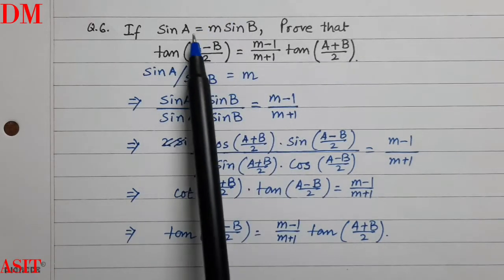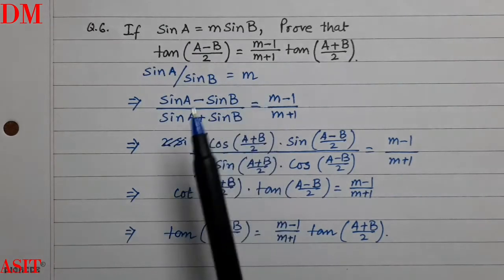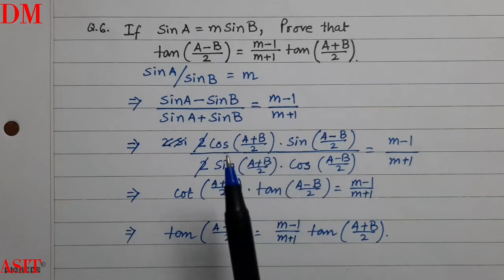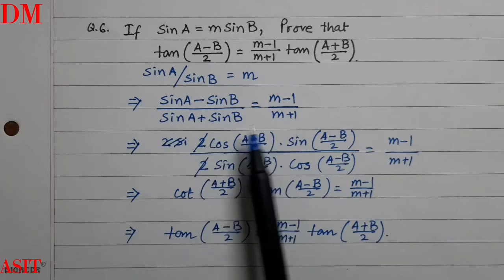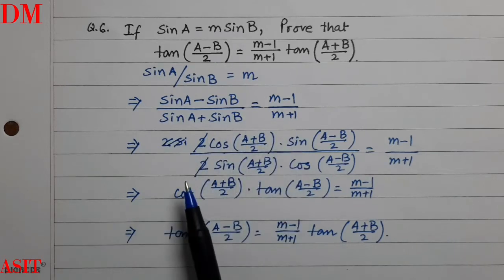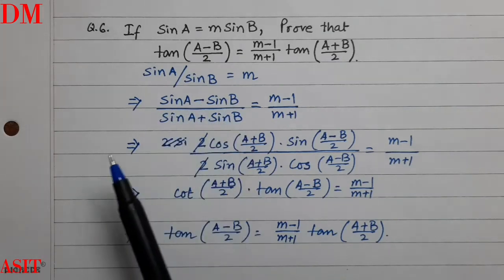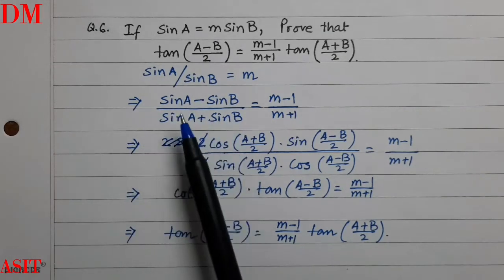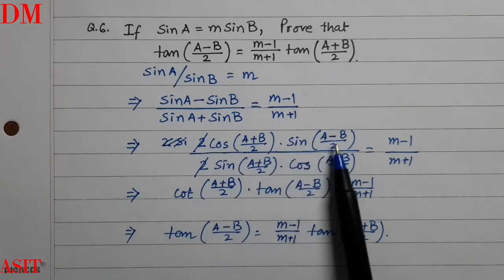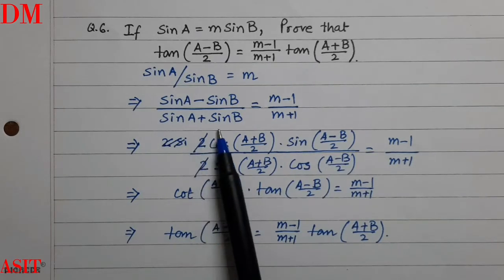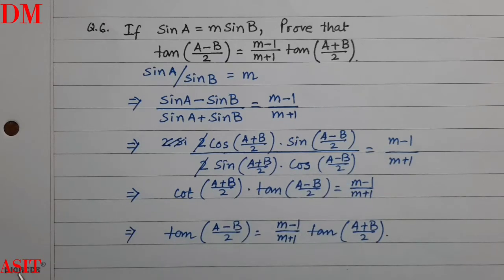So from this it is given, sine A equals to m sine B, so it will be sine A by sine B equals to m. Hence I have done the componendo dividendo. So if we do the componendo dividendo, we get this relation. Now let's see, I can apply the formula here. It is again sine A minus sine B, and this is sine A plus sine B. Sine A minus sine B formula is 2 cos of A plus B by 2 into sine of A minus B by 2, and sine A plus sine B will be 2 sine A plus B by 2 into cos A minus B by 2.